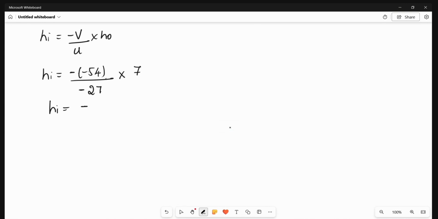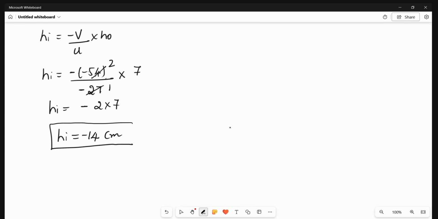So minus into minus, plus, plus by minus, minus. We'll get 2 times 2 into 7. Hi is equal to minus 14 centimeter. That means the height is 14 centimeter. The size of the image is 14 centimeter. Here it is giving that minus sign, no?